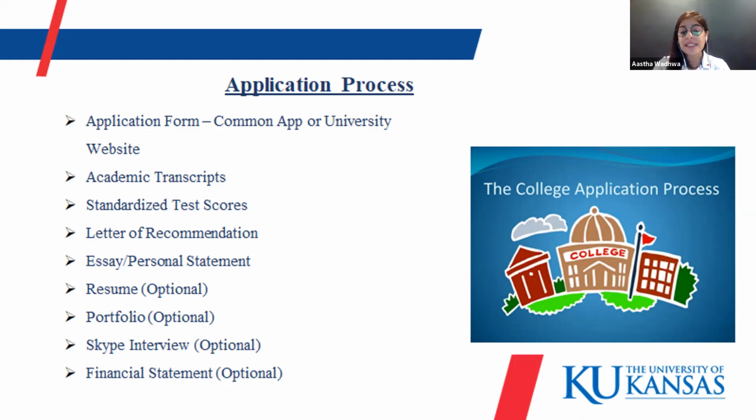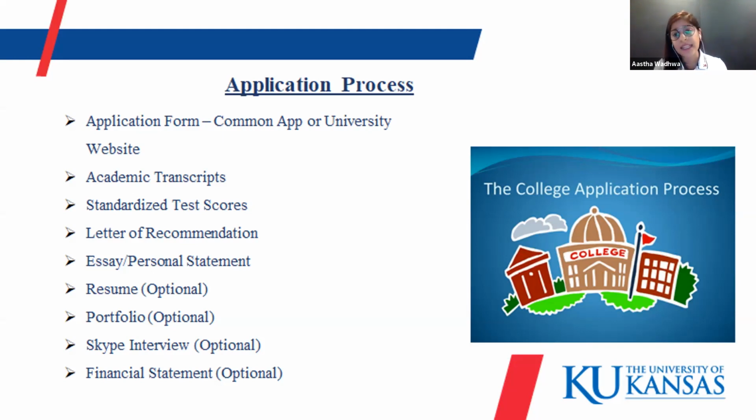Moving forward to standardized test scores. When I say standardized test scores, it involves your English proficiency. Considering we are from India, we will require an English proficiency score. So you can appear for IELTS, TOEFL, PTE. You can also appear for a Duolingo exam, and you can submit your score to the university. That is very important, the specific test.